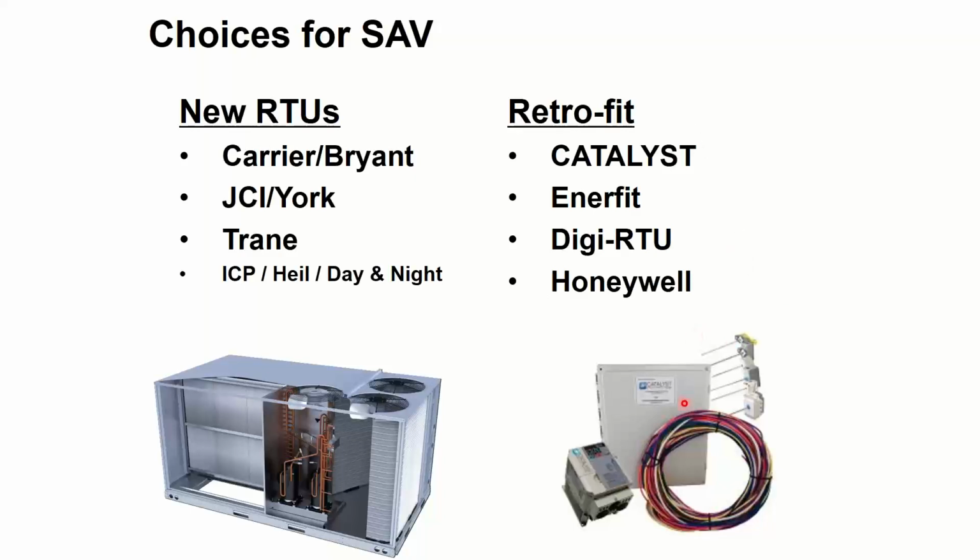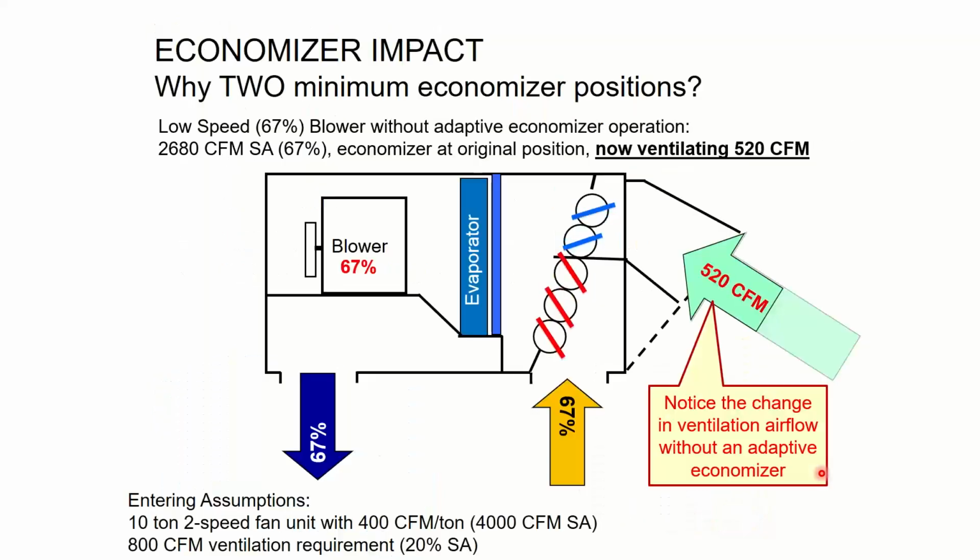Thanks, Ryan. While you're on a question, there's another question. If it saves so much energy, why does the energy code only require the 2-speed fan for zone systems instead of all systems? Yeah. So here's what happened.